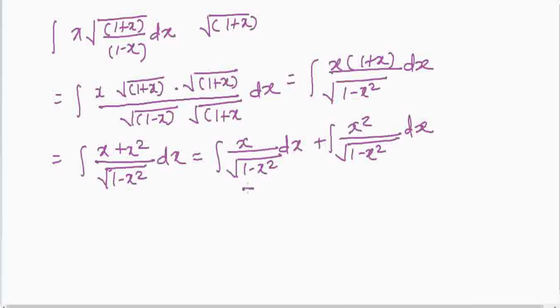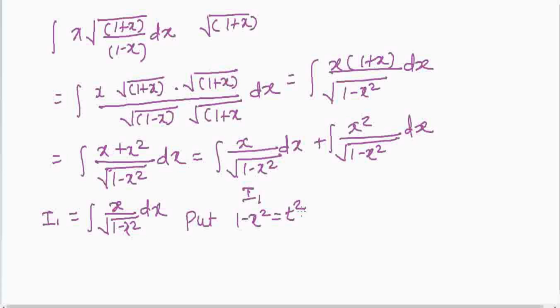Okay, suppose this is my I1. Then integration of I1 equal to, what is integration of I1? X divided by under root of 1 minus x square into dx. To integrate this, let us put 1 minus x square equal to t square. So this implies that x square equal to 1 minus t square, or x equal to 1 minus t square whole raised to 1 by 2.